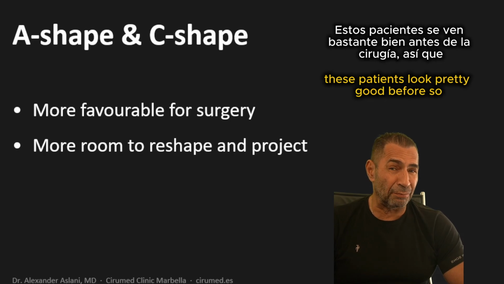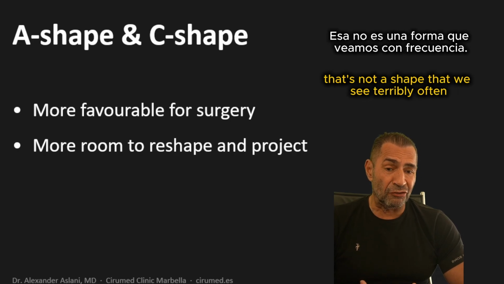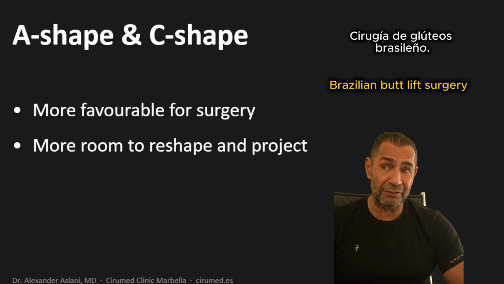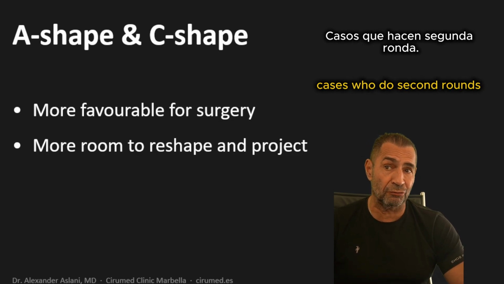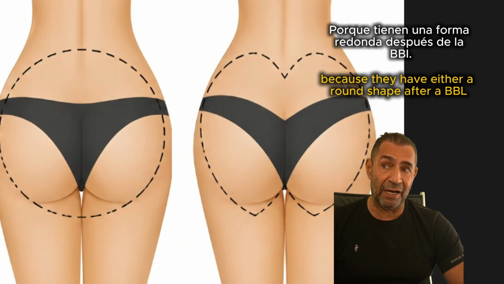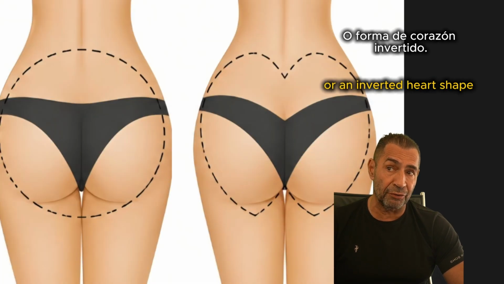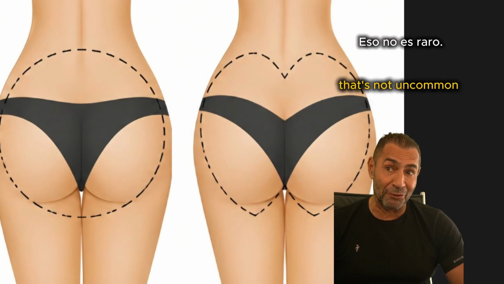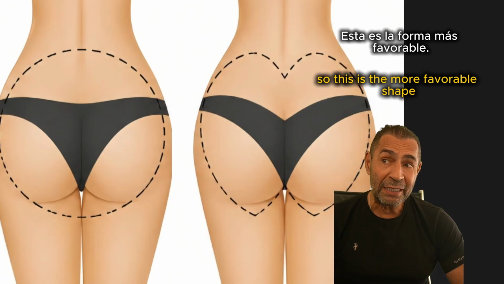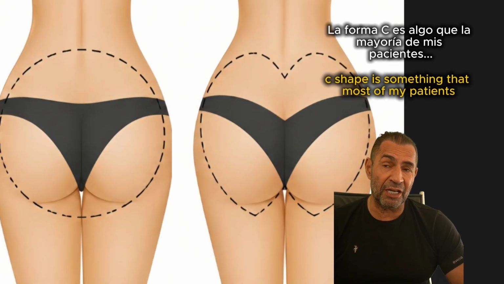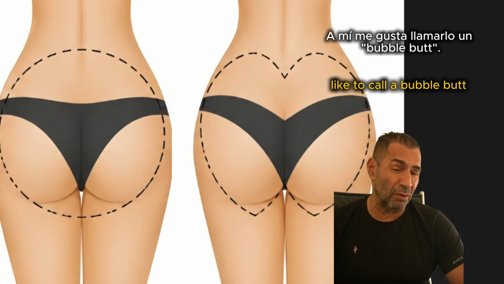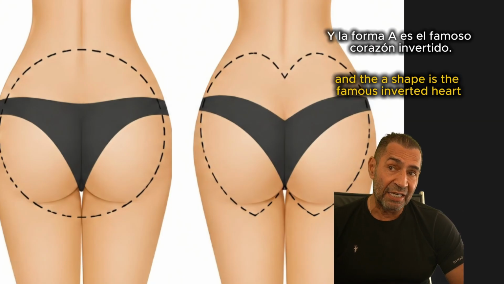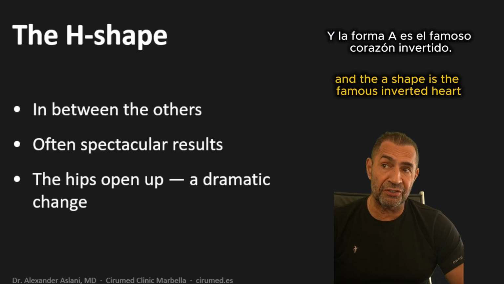However, these patients look pretty good before, so that's not a shape that we see terribly often in primary Brazilian butt lift surgery. We see that in secondary cases who do second rounds, because they have either a round shape after BBL or inverted heart shape, and they might want to dramatize that effect more. That's not uncommon. So these are the more favorable shapes. C shape is something that most of my patients like to call a bubble butt. That's not my favorite terminology, but okay, let's call it that way. And the A shape is the famous inverted heart.